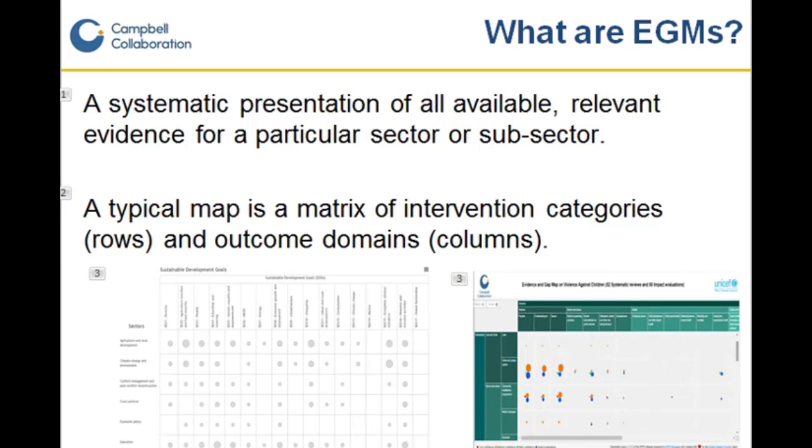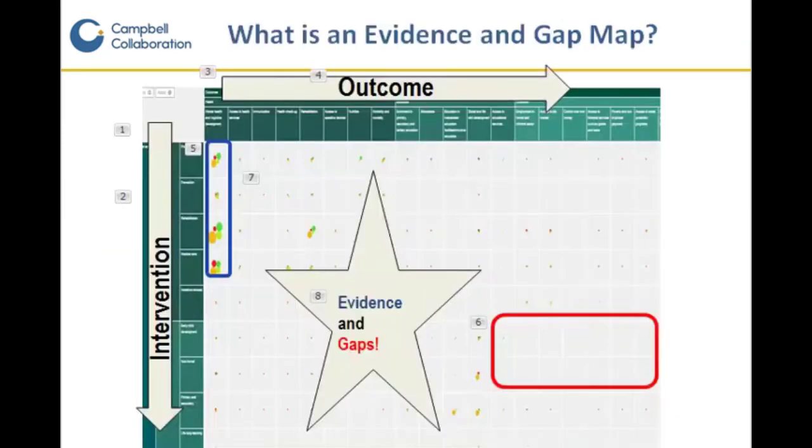If you see the two maps here, the first map is by an organization called the International Initiative for Impact Evaluation, and the second map is by Campbell Collaboration. A typical map, as I mentioned, is in the form of rows and columns, where your rows are your interventions and your columns are your outcomes. The different bubbles that you see on the map correspond to the type of evidence it is.